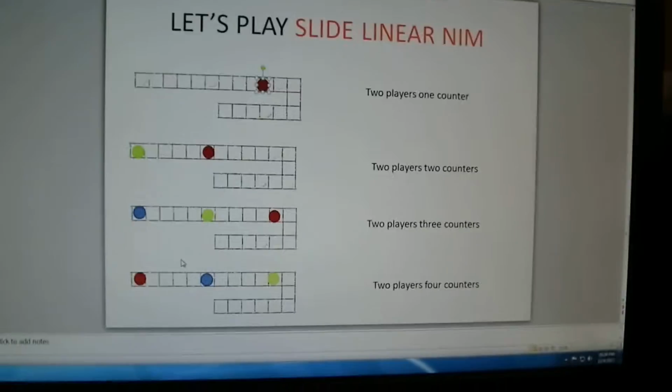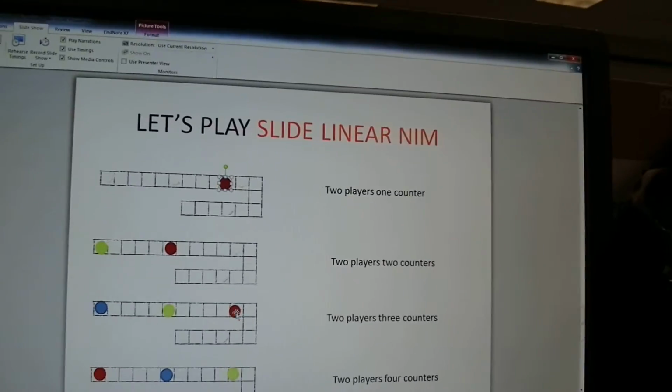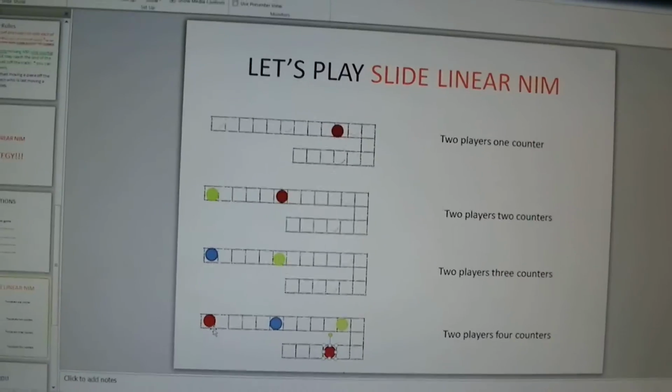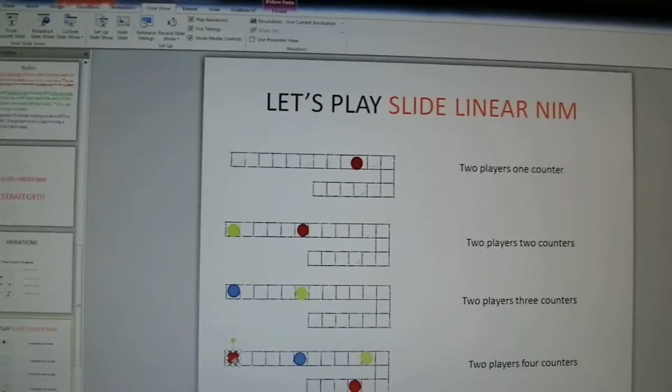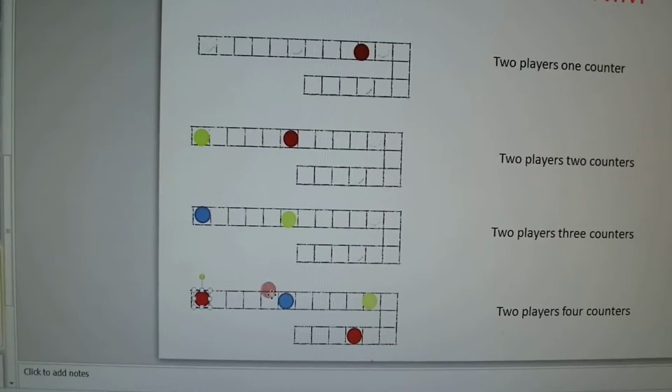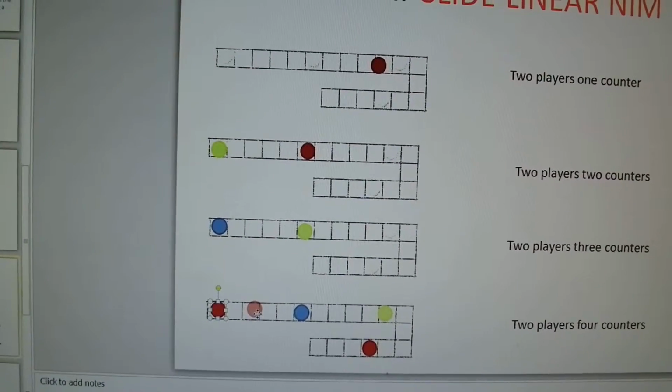I want to move down to 4 counters. Let's put the 4 counters. And the goal would be to move off. The goal would be to take these and move them off. Move them each time. I'm going to move twice.